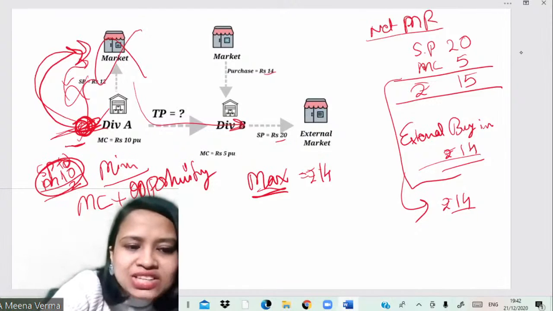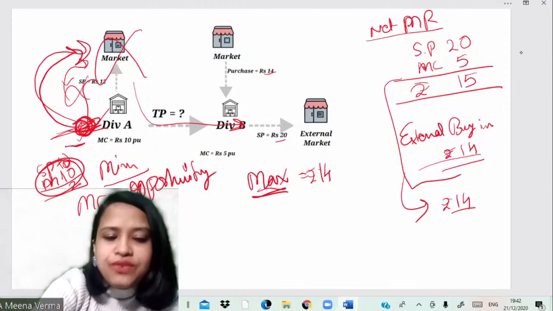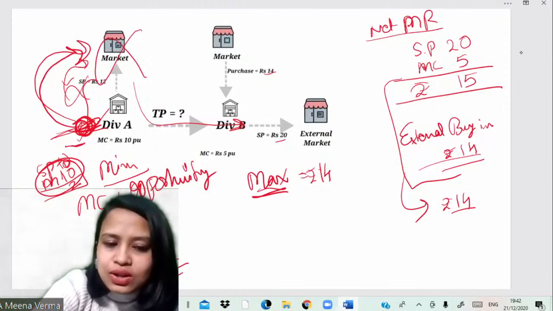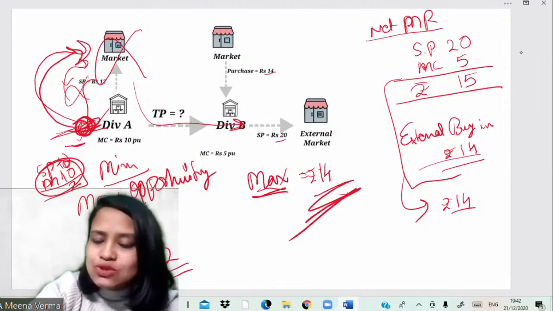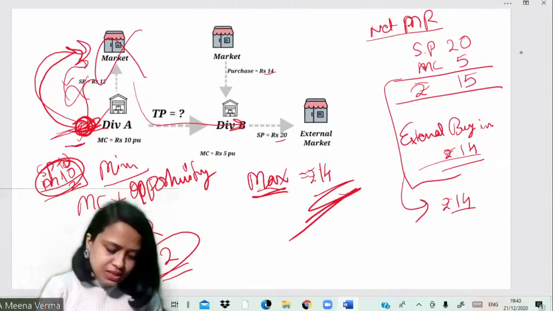So the marginal cost is rupees 10, the opportunity cost is rupees 2. So you will quote the minimum transfer price as rupees 12. The maximum transfer price is rupees 14 and the minimum transfer price is rupees 12.